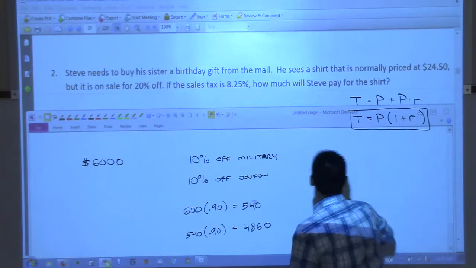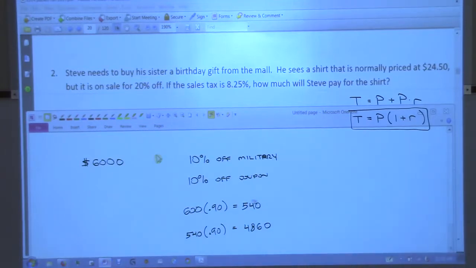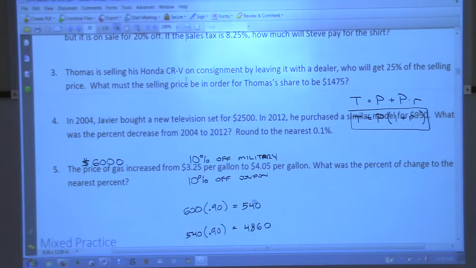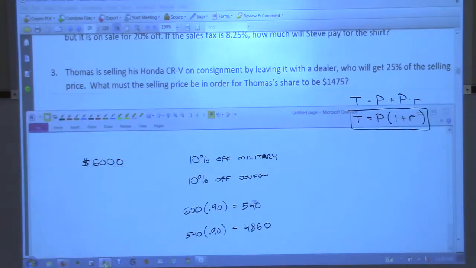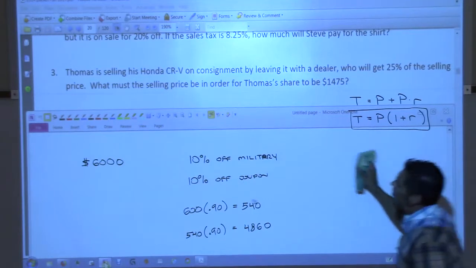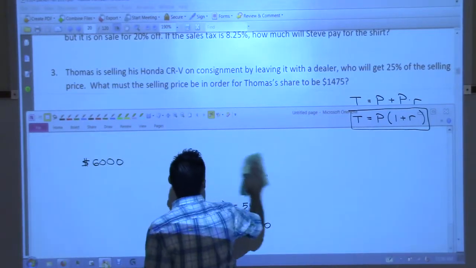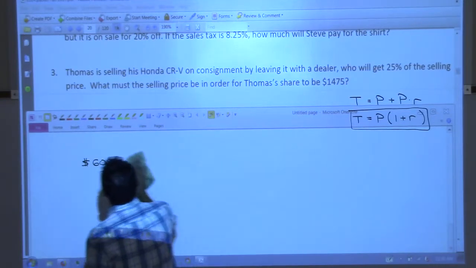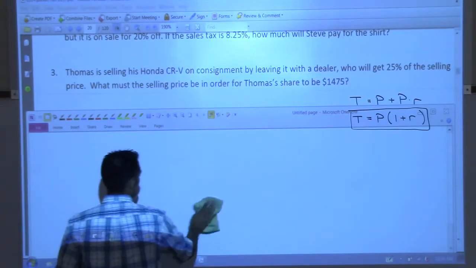All right, so let's move to the next one. Thomas is selling his Honda CR-V on consignment by leaving it with the dealer, who will get 25% of the selling price. Ooh, that's not good.